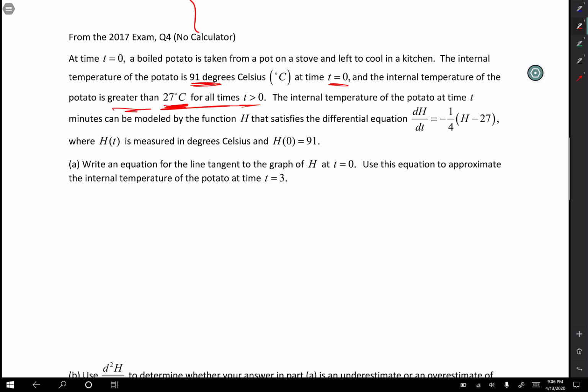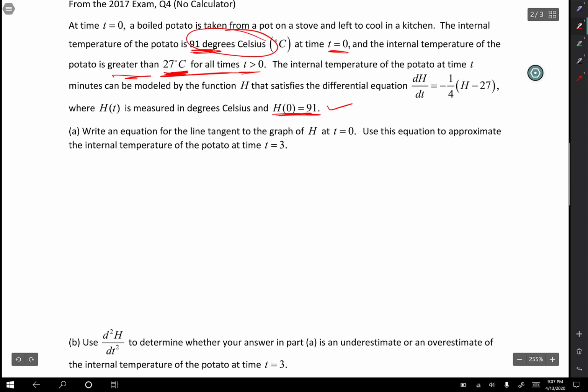The internal temperature of the potato at time t minutes can be modeled by the function h that satisfies the differential equation dh/dt equals negative 1/4 (h minus 27), where h of t is measured in degrees Celsius, and the initial temperature is 91. Yeah, they told us that already right here. So h of 0 is 91 is not a surprise, but they're being nice and giving us that information. Okay, so far I don't see anything crazy. Everything checks out. This is no calculator, guys.